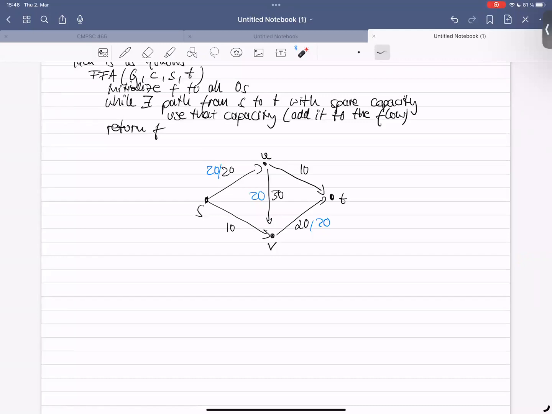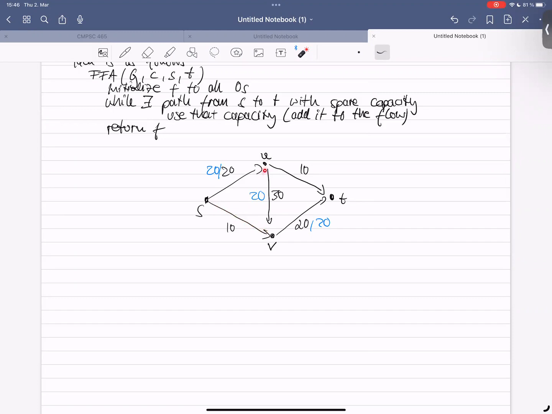And so the one structure that helps us to do that are so-called residual networks. Intuitively, what we have to keep track of to apply the trick that you just suggested is, as before, what's left. We need to know what capacity is left and unused in each edge.